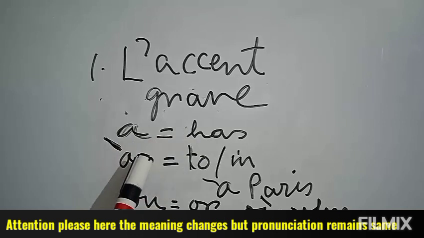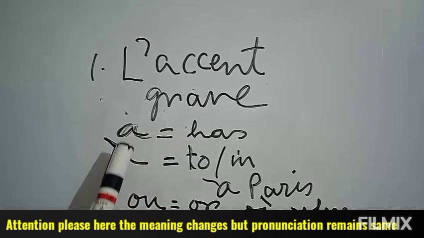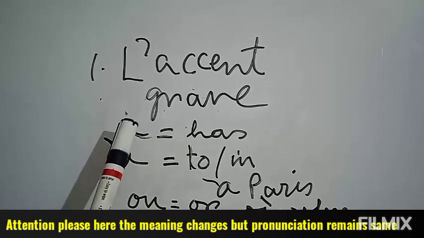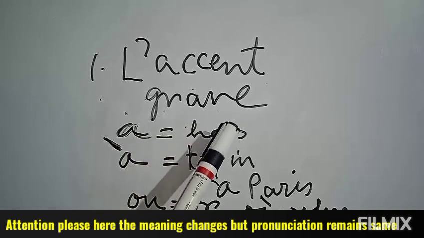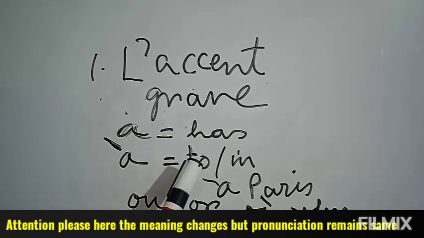A, with accent, without accent. Pronunciation is the same, but without accent the meaning is "has". With accent the meaning is "to" or "in". Example, à Paris, in Paris, in English. OU without accent means "or". OÙ with accent grave means "where". That's all for the grave accent.